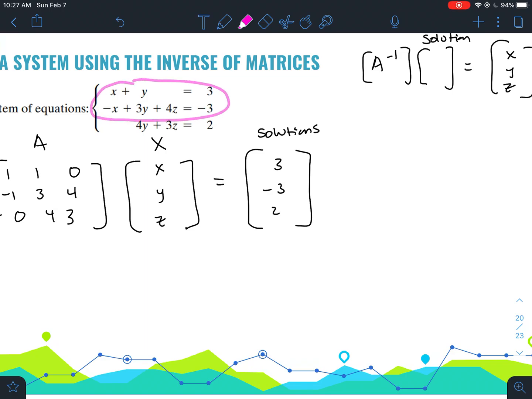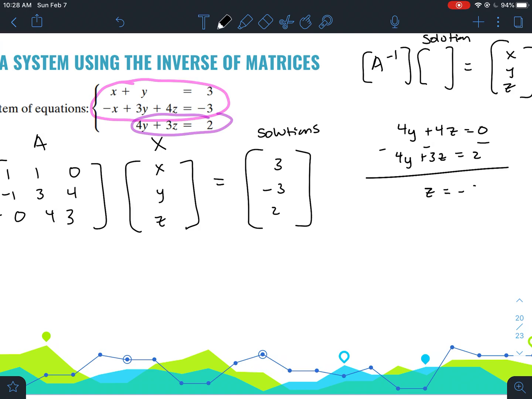I can eliminate the x's in these two equations by adding. And so if I added those two equations together, I would get 4y plus 4z equals 0. And then notice my bottom equation hasn't been used yet, and that's 4y plus 3z equals 2. And if I subtracted those, I would get z equals negative 2. Notice that was pretty quick. So when you're going to solve a system, I would solve it using the quickest method possible.